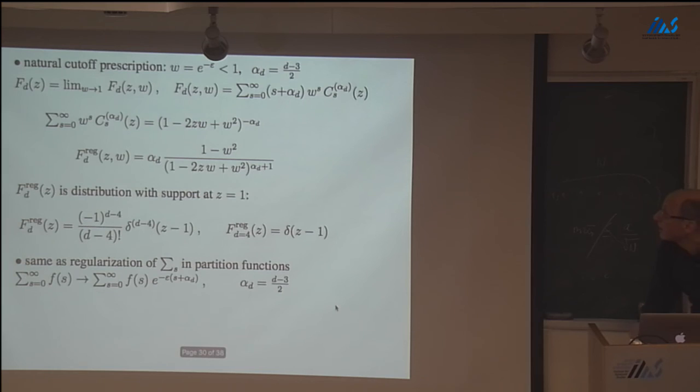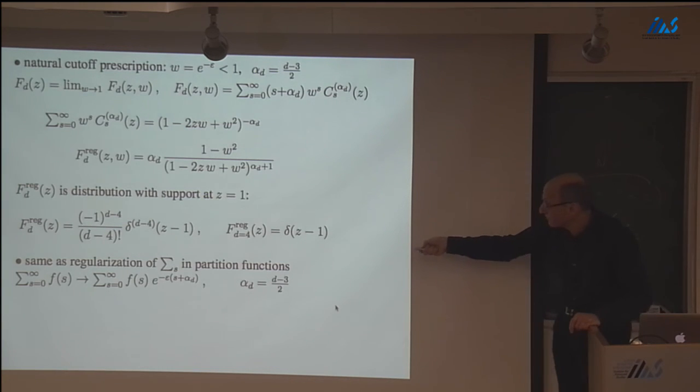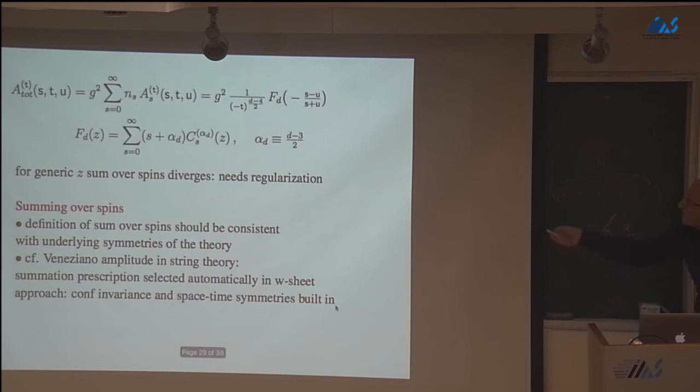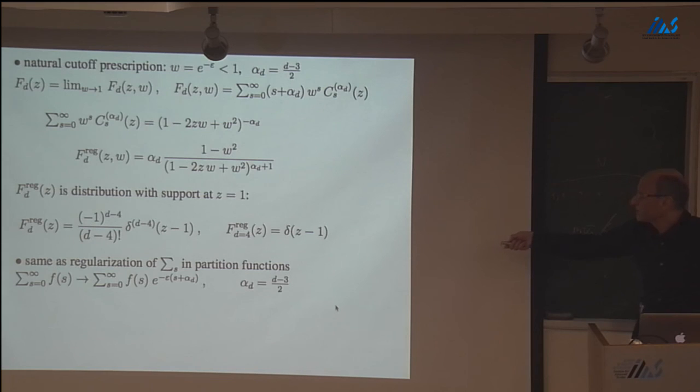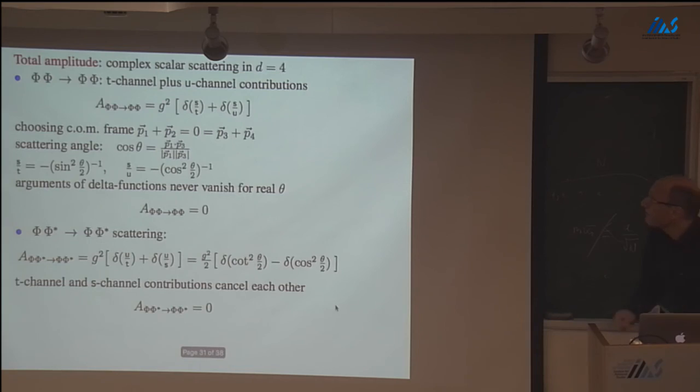The prescription is basically the same. You introduce a cutoff, which is an exponential cutoff with a particular power of spin. And what you end up with, let me just look at 4 dimensions, is a delta function whose argument is the regularized expression for this f. So again, the amplitude is just f, up to a prefactor, of the ratio (s minus u) over (s plus u). And you get a delta function of z minus 1, where z is (s minus u) over (s plus u). So that's explicitly what we end up with.